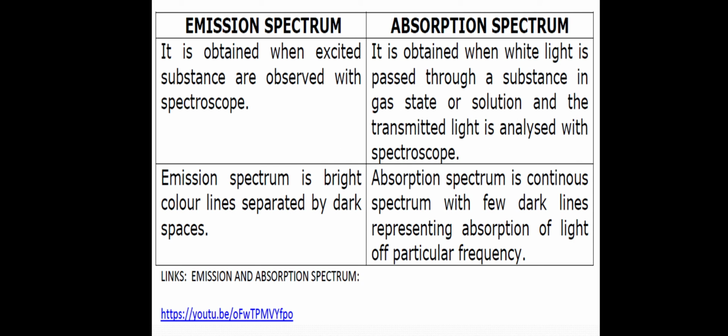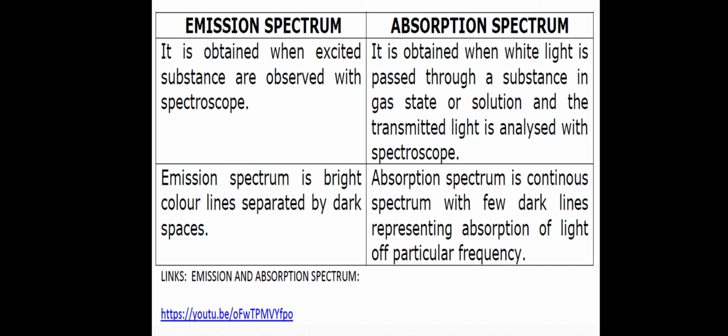Here is the difference between emission and absorption spectrum, which is very important. First one, it is obtained when excited substances are observed with the spectroscope. That means excited substances will emit certain radiation, and when those radiations are passed through the prism and seen through the spectroscope, you will be getting an emission spectrum.